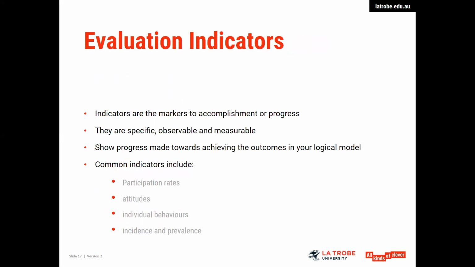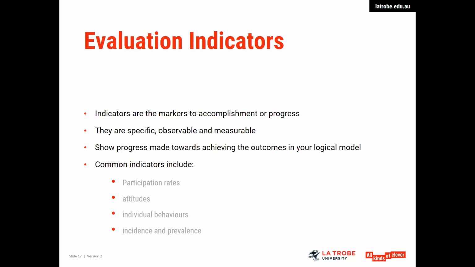Okay, I just quickly want to talk about evaluation indicators. So indicators are really, I say, the markers or the measures that we can use to check our accomplishment or our progress. And so evaluation indicators need to be specific, they need to be observable, and they need to be measurable, because they tell us whether or not we've been successful. They also show progress made towards achieving the outcomes in our program logic model.